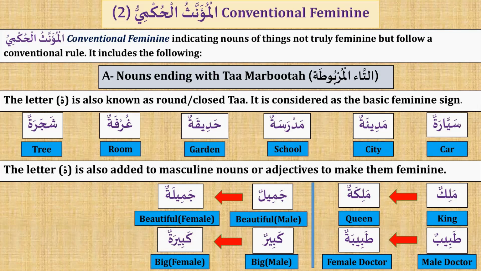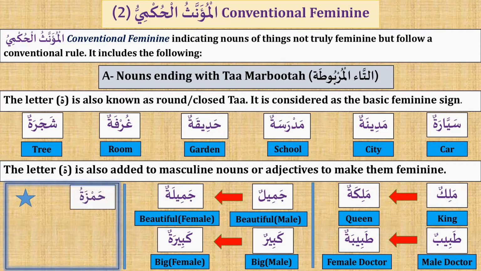But we have exceptions, such as male words also carrying ta marbuta, but they are male. Examples: Hamzatu, Talhatu. These are male words, proper nouns. And Khalifatu, it means Caliph, Islamic ruler.